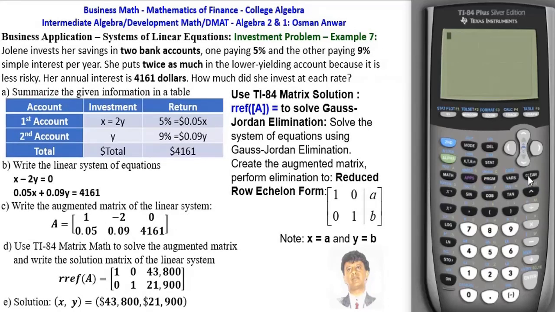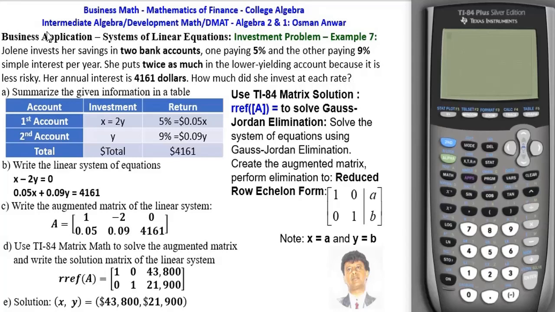This is business application, system of linear equations, investment problem example 7. Jolene invested her savings into two bank accounts. One pays 5%, the other one pays 9% simple interest. She puts twice as much in the lower yield account because it is less risky. Her annual interest is $4,161. How much did she invest at each rate?